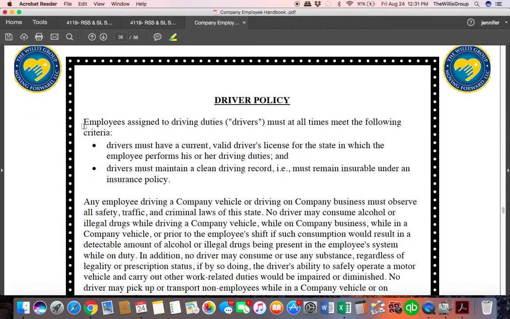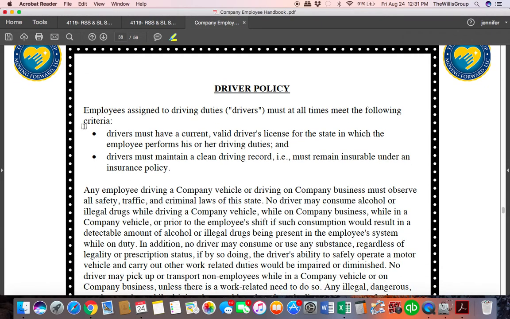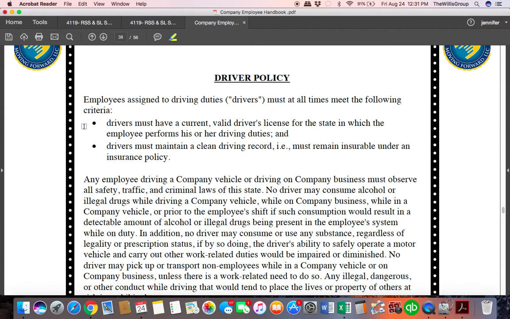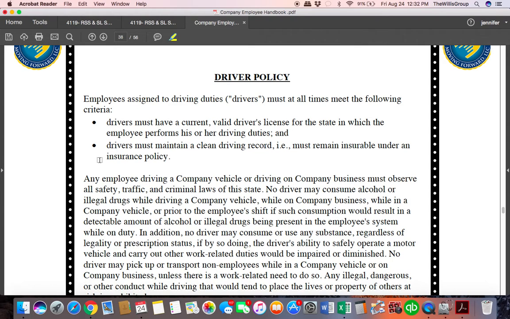That leads us to a discussion about our driver's policy and making sure that, one, if you are driving the company vehicle or even your own vehicle, you are required to have a valid Texas driver's license and maintain a clean driving record as well. If you are driving your own vehicle as well as driving the company's vehicle, you are required to have an insurance policy. That insurance policy must have you designated as a driver of a vehicle that you own and or use.